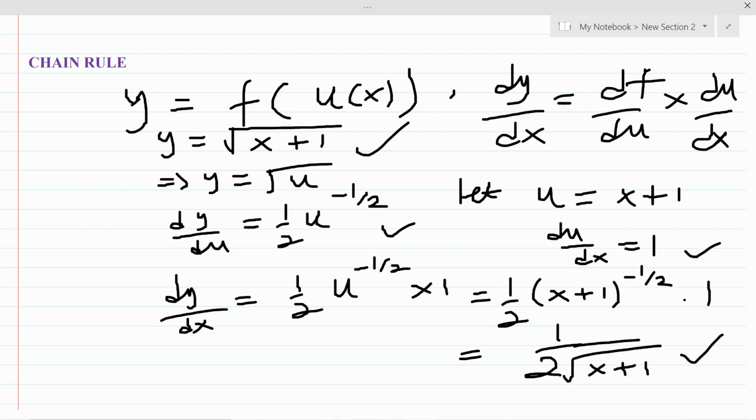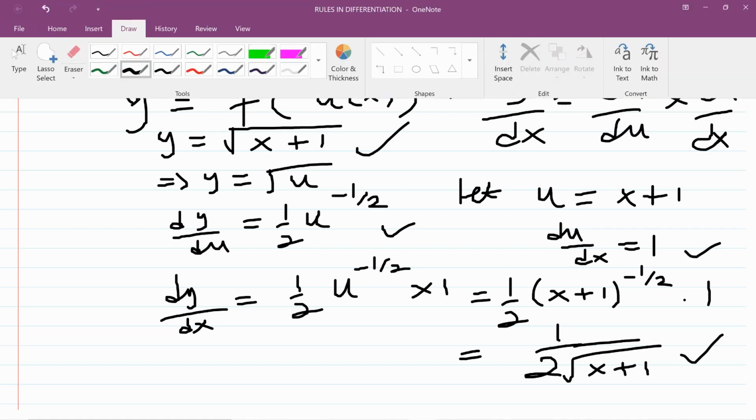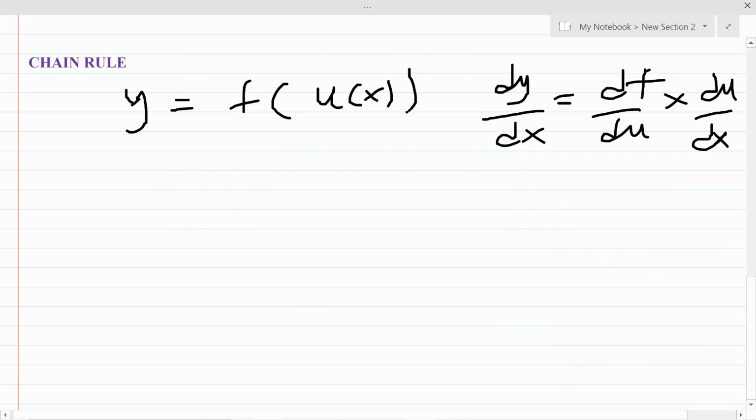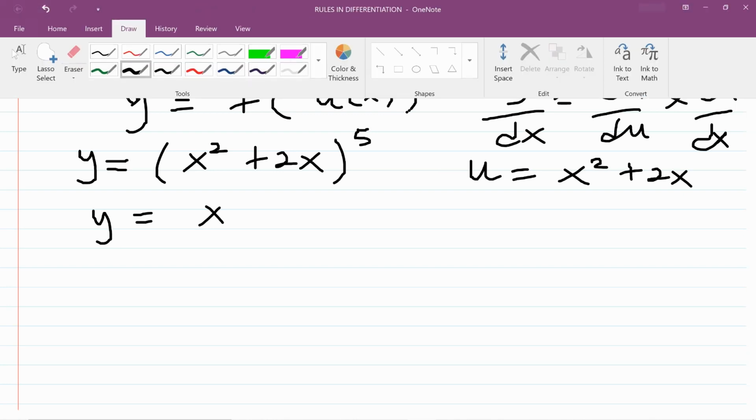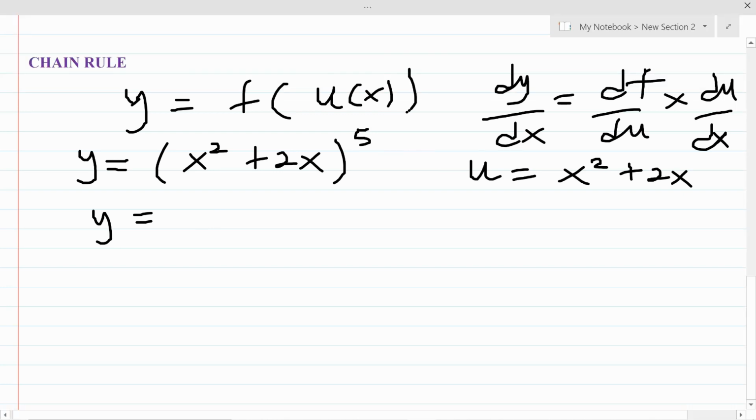Now let's look at another example. If I have y equal to x squared plus 2x, all to the power 5, then we can try to represent something in this question by u. If I let u be equal to x squared plus 2x, then it means y will be equal to u to the power 5.